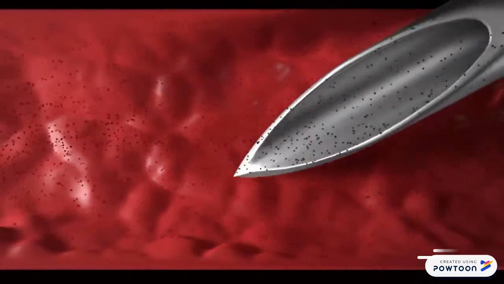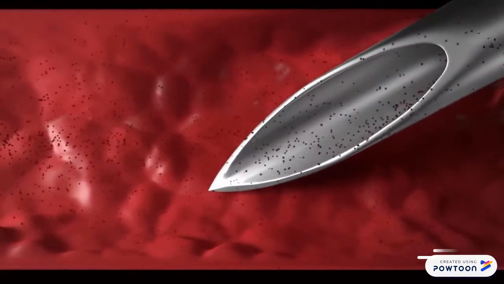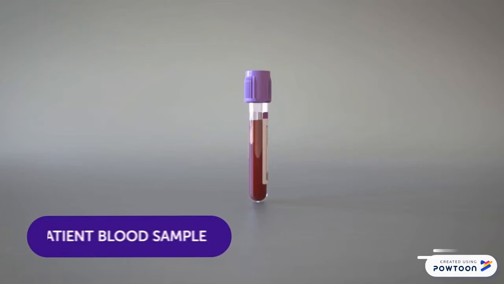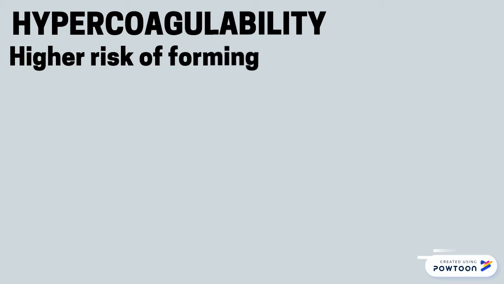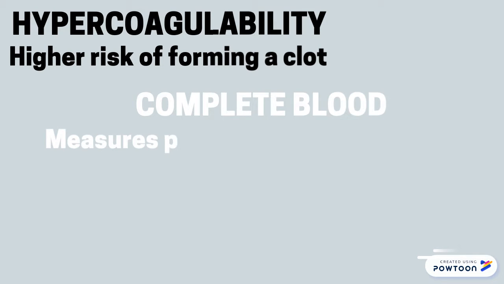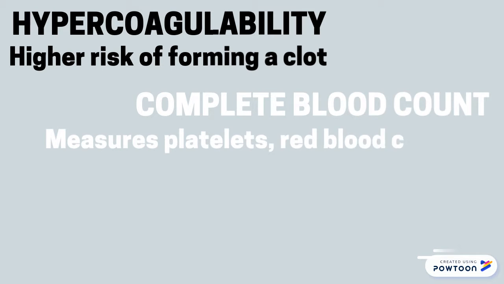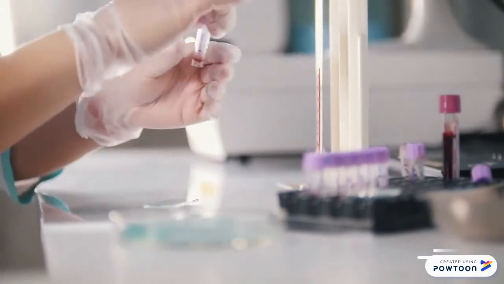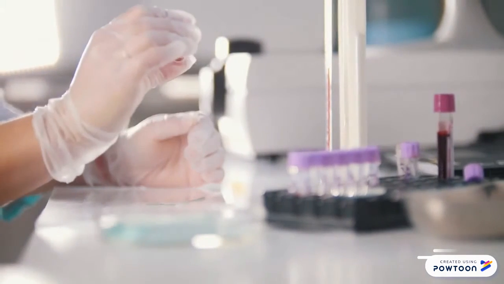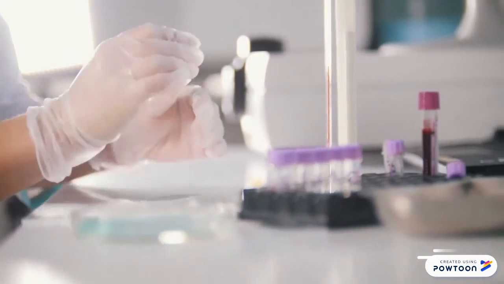When a patient has suffered from brain ischemia, a number of blood tests may be ordered, such as coagulation tests, complete blood count, and blood lipid tests. Hypercoagulability puts an individual at a higher risk of forming a clot, which can lead to an ischemic stroke. A complete blood count measures the amount of platelets, red blood cells, and white blood cells. Blood lipid tests would be done to test for high levels of LDL, which is a risk factor for strokes. While these tests do not diagnose a stroke, they provide information as to what may have caused the stroke.